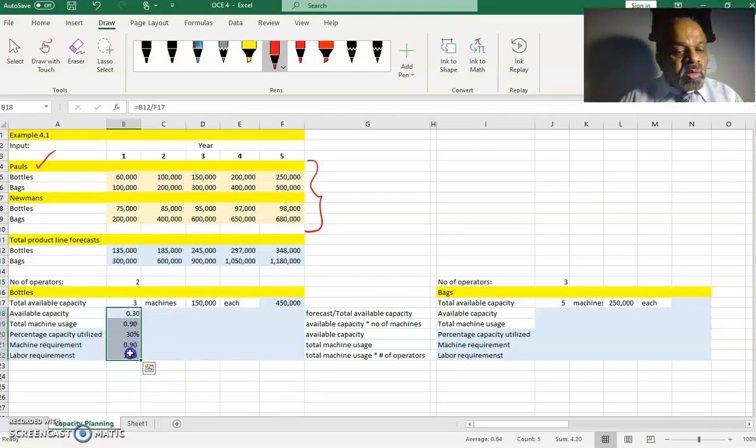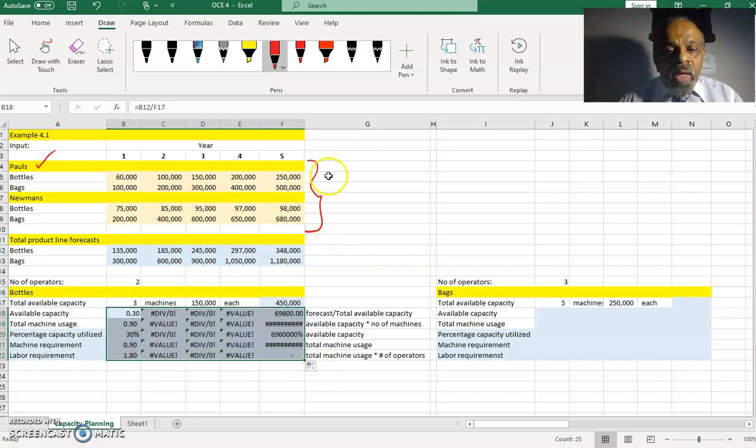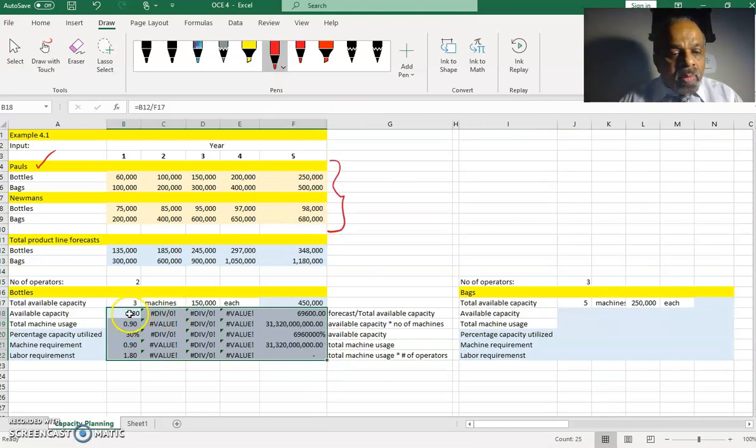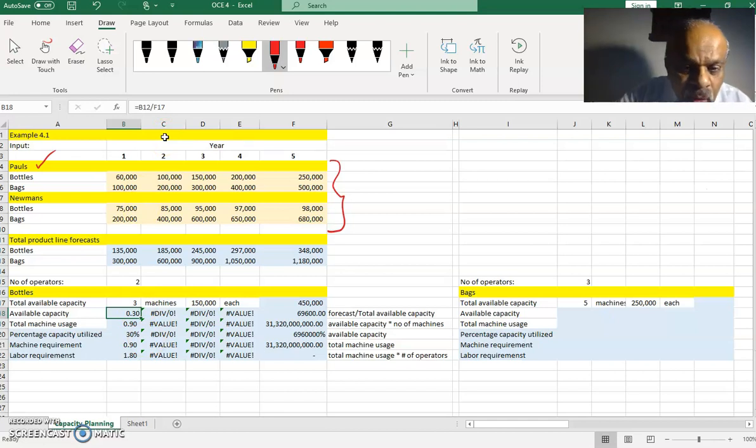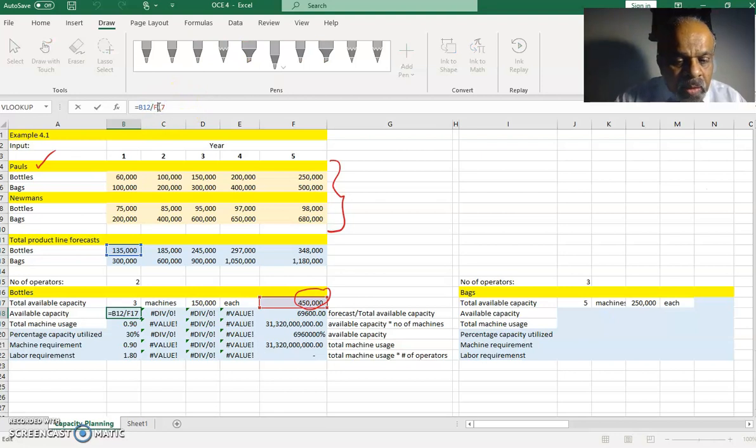I'm going to highlight all these numbers and copy and paste, and that is going to be my problem. What is my problem here? I forgot to use my absolute reference. That is my problem. Let's do that. So for the available capacity, the absolute reference should be on which number? This is my number which is constant, which is F17. So I'm going to make this an absolute number.